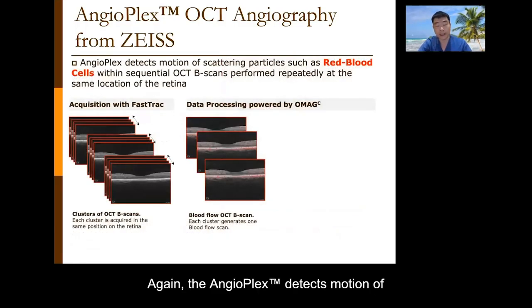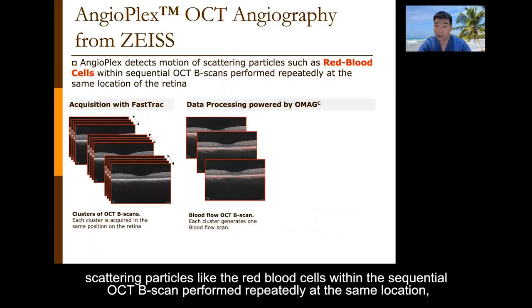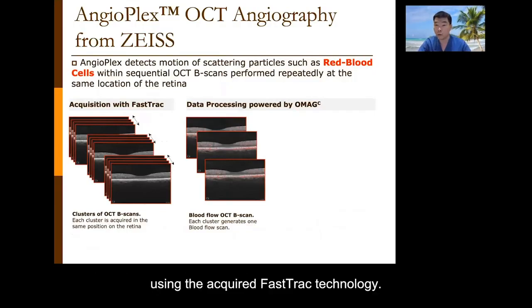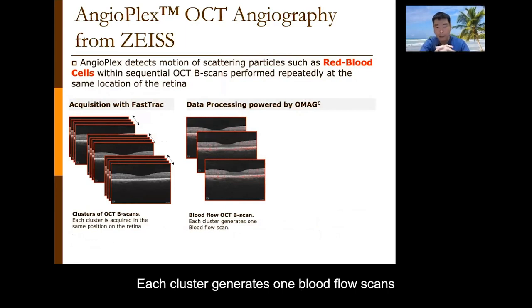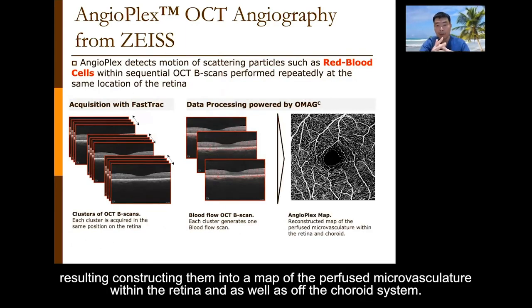Again, the Angioplex detects motion of scattering particles like the red blood cells within the sequential OCT scan performed repeatedly at the same location, acquired using the FastTrac technology. The data is processed, powered by the OMAG, or the optical microangiography. Each cluster generates one blood flow scan, constructing them into a map of the perfused microvasculature within the retina as well as of the choroidal system.